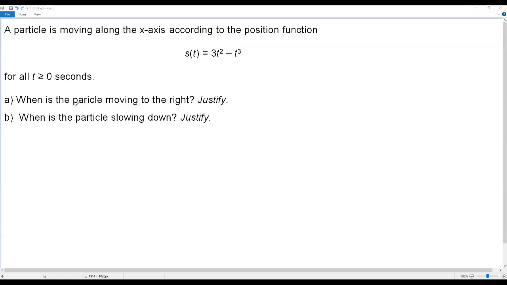One is, when is the particle moving to the right? Justify. The second question is, when is the particle slowing down? Justify. Okay, now let's answer the first question, that is A. We have to find the time interval where the particle is moving to the right.